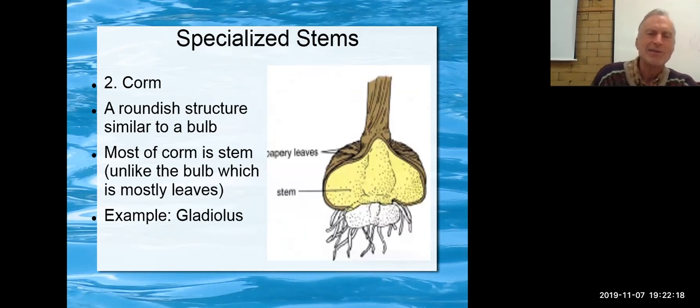This is another specialized stem. It's similar to a bulb. It's called a corm. But in the corm, most of it is stem tissue rather than leaf tissue like it is with the bulb. In the bulb, the stem is very small and most of the volume is leaves. In a corm, most of the volume is stem. There might be a few papery leaves covering it.